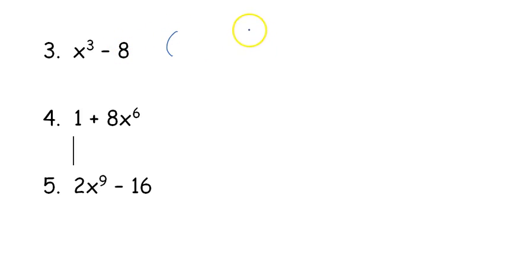So we're going to start with a little parenthesis and a big parenthesis. And so the cube root of x cubed would be x. The cube root of 8 is 2. And then square the first, multiply the two together, square the last. Use the same sign as the problem, the opposite sign, and always positive.